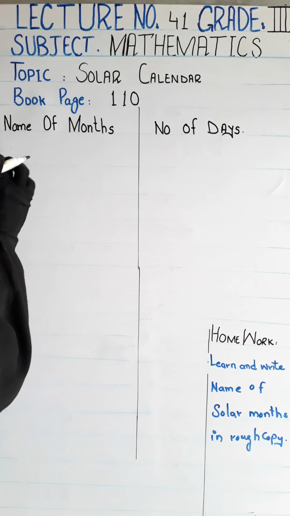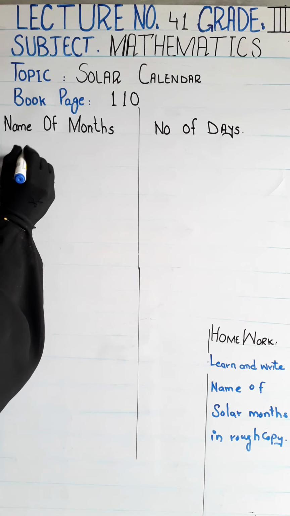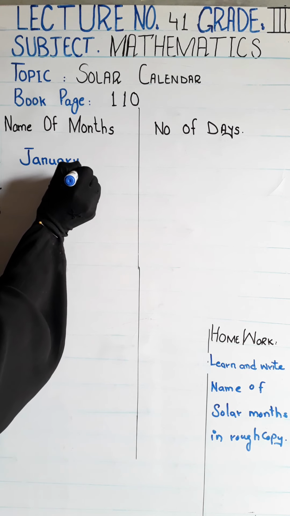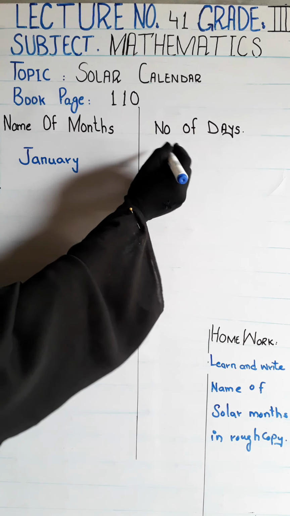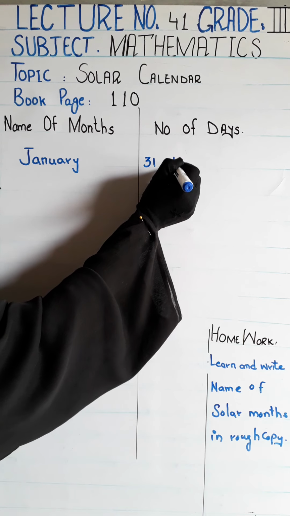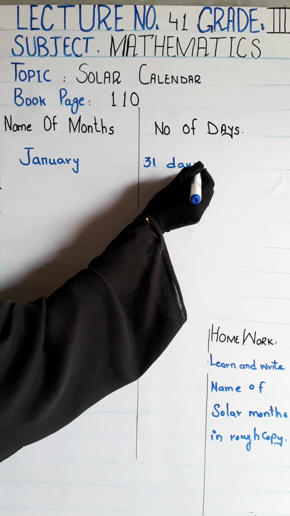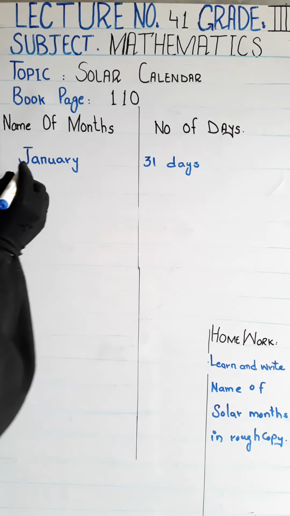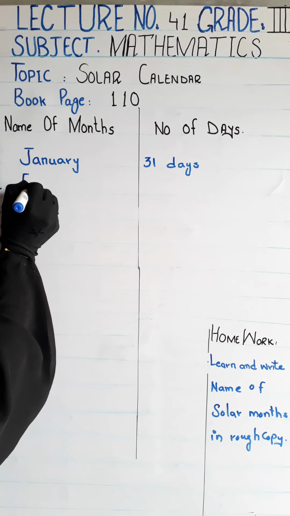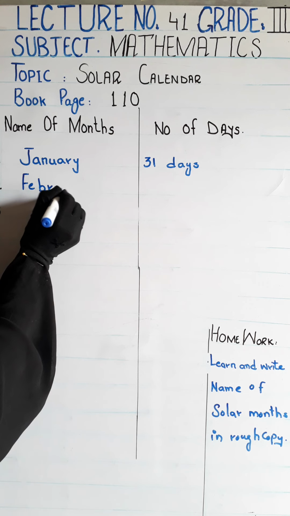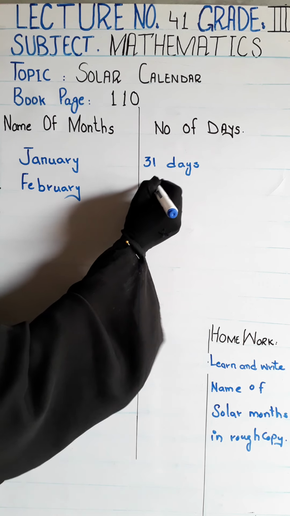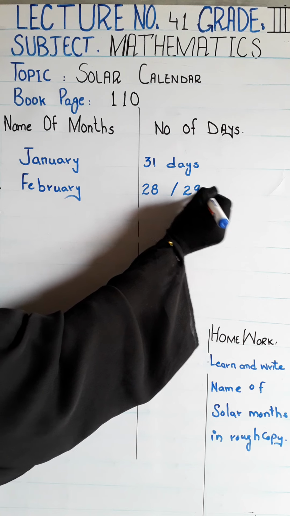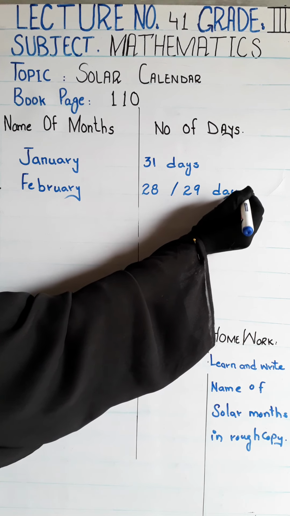The first month is January. Great. And how many days in January? 31 days. Next month, student? Next month is February. That's good. And how many days in February? At the start of the lecture, this point was clear. 28 or 29 days. Great.